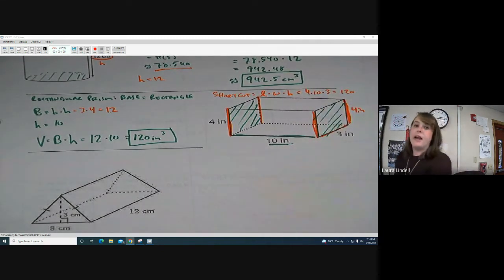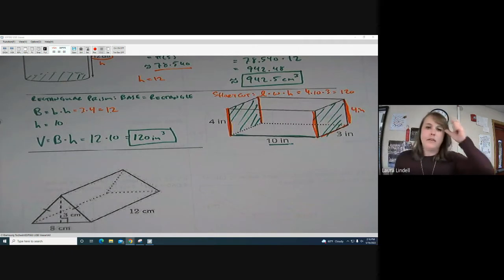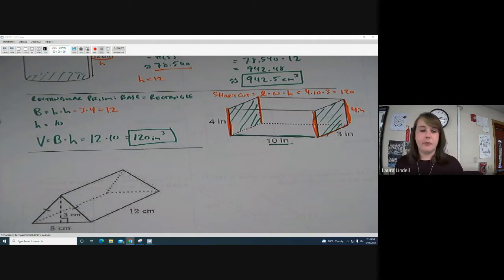But again, it only works for rectangular prisms. So don't try this on a triangular prism or on a cylinder. It's not going to work. Only use it on rectangular prisms, only on box type shapes. All right. So there's the rectangular prism.